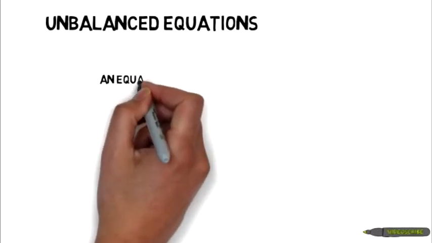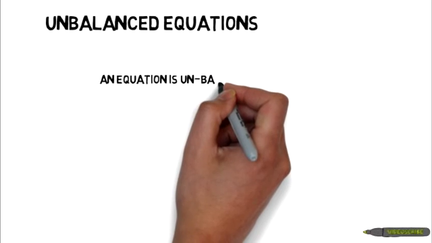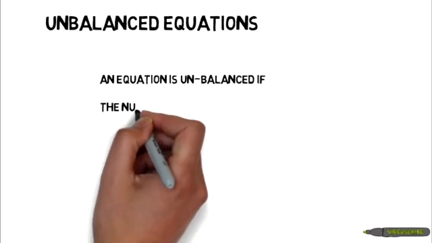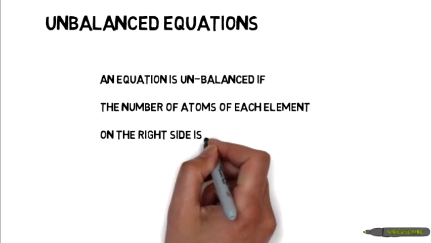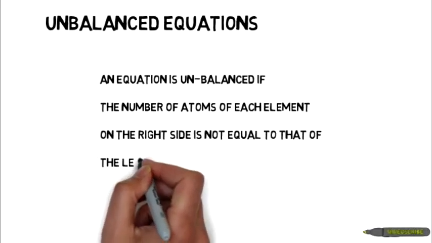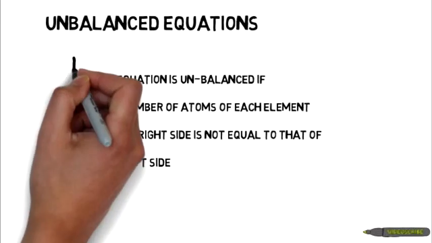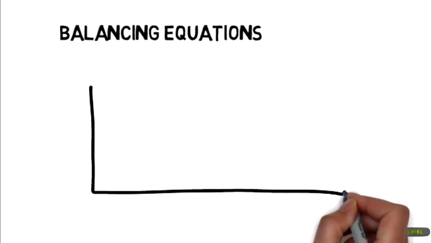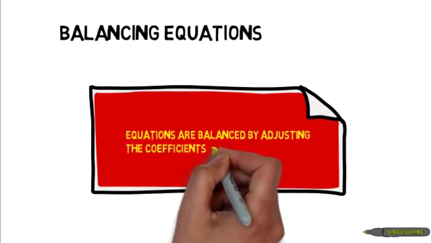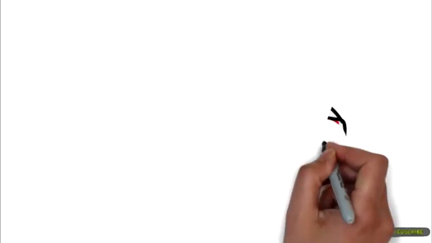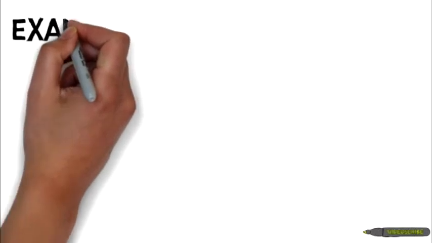Sometimes these equations are unbalanced. An unbalanced equation is an equation in which the number of atoms of each element on the right side is not equal to that of the left side. Straightforward, right? How do we balance these equations? We just change the coefficients of each of the compounds or molecules in the equation. So enough of the theoretical talk, let's do an example.